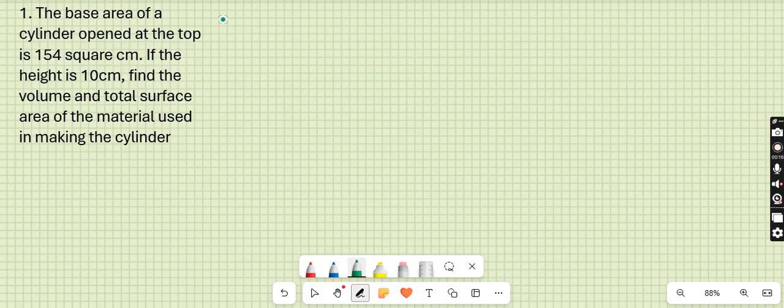Number one, the base area of a cylinder opened at the top is 154 square centimeters. If the height is 10 centimeters, find the volume and the total surface area of the material used in making the cylinder.